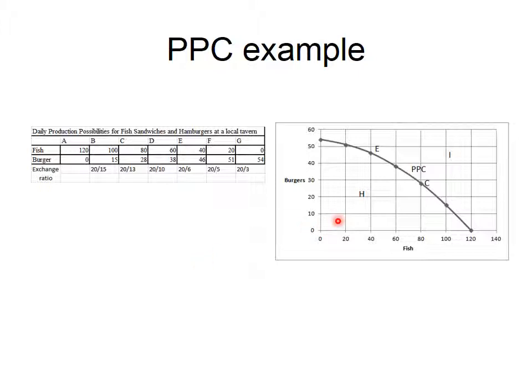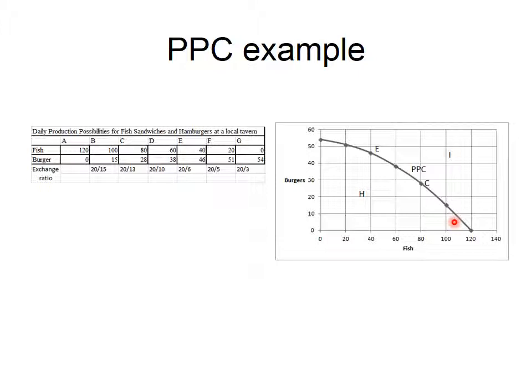But okay, so here we have, we're at a restaurant, local tavern. We got a choice. We can produce two things back in the kitchen: fish sandwiches, burgers. Now, we look at the PPC here. If I maximize the use of all my resources, I have my cooks, I have all my kitchen equipment, I have everything I can use, all my resources, all my capital equipment, all my labor, and of course the land, the area that the kitchen is.